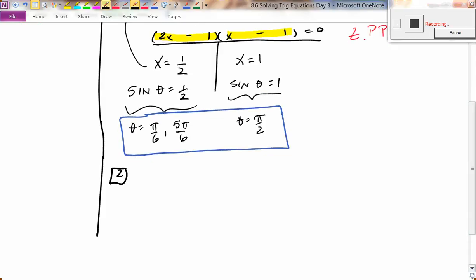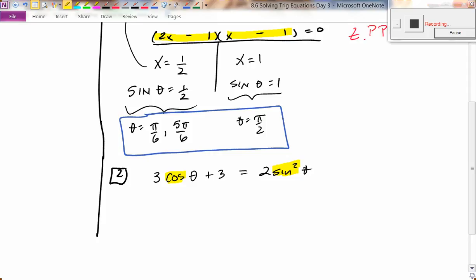Let's do this one: 3 cosine theta plus 3 equal to 2 sine squared theta. All right, what's different about this one than the last one? It doesn't equal 0. Good, and what else did you say? There are two different trig functions. We have a cosine here, and we have a sine squared over there. All right, so look in your toolkit.